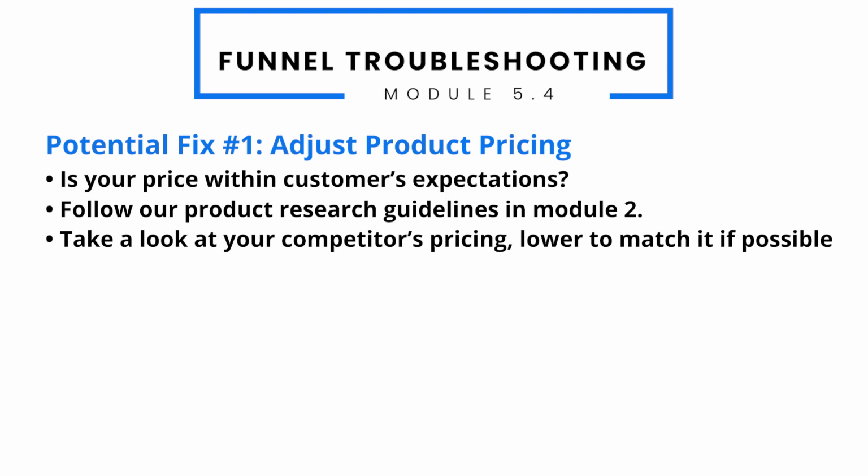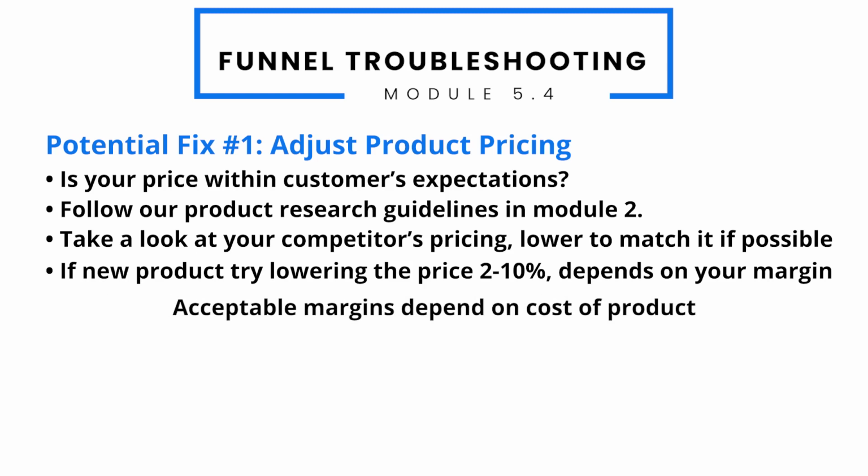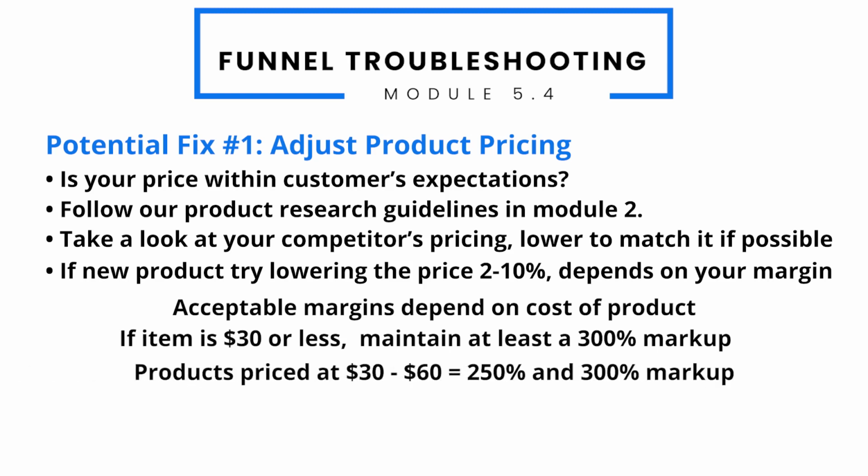Alternatively, let's say you've opted for a product that other dropshippers haven't sold yet. In this case, you could try lowering the price 2 to 10% depending on your price and margins. The acceptable margins will depend on the cost of your product. If yours is priced at $30 or less, you'll want to maintain at least a 300% markup. Products priced at $30 to $60 should have between a 250 and 300% markup, leaning towards the upper end of that range. And for anything priced higher than that, you'll want at least a 200 to 250% markup.